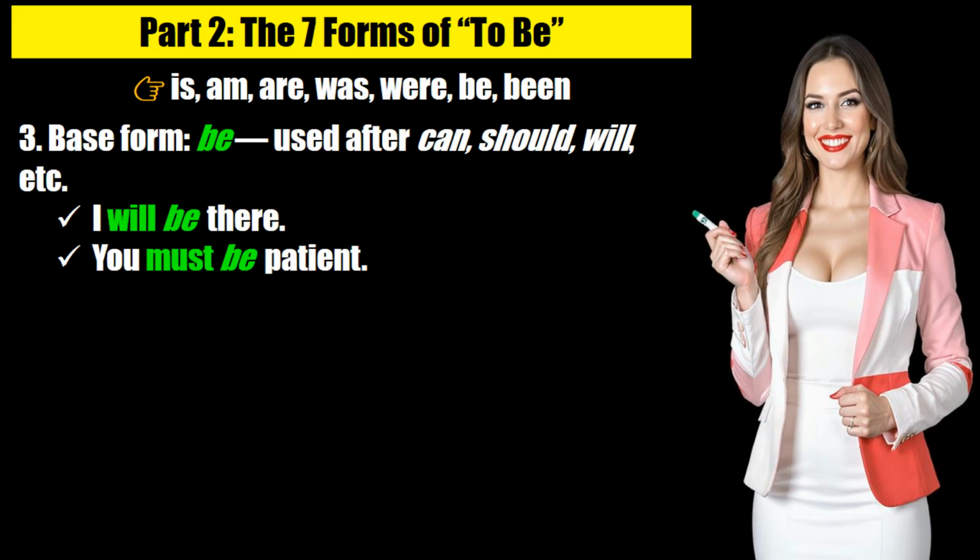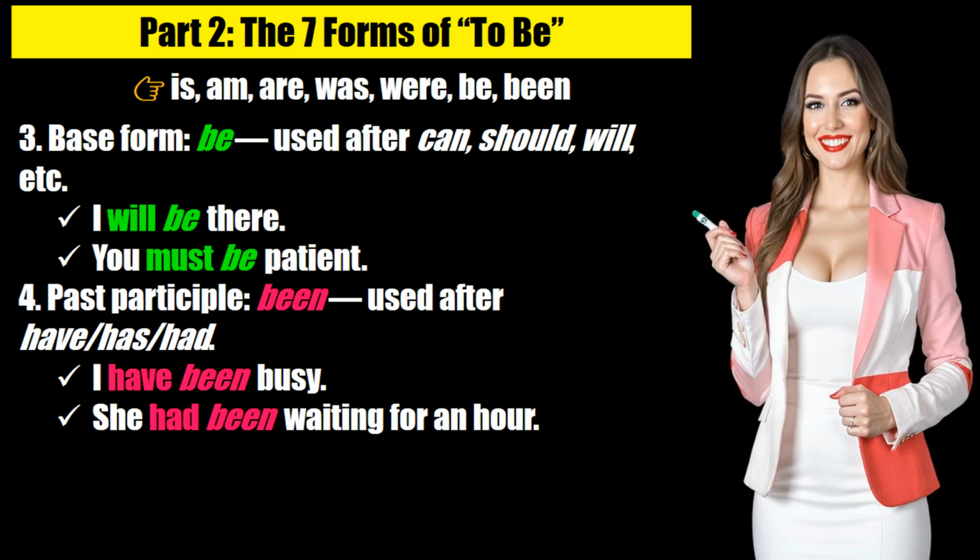3. Base form: be, used after can, should, will, etc. I will be there. You must be patient. 4. Past participle: been, used after have, has, had. I have been busy. She had been waiting for an hour. That's it. Just 7 words. But they appear in every single tense of English.